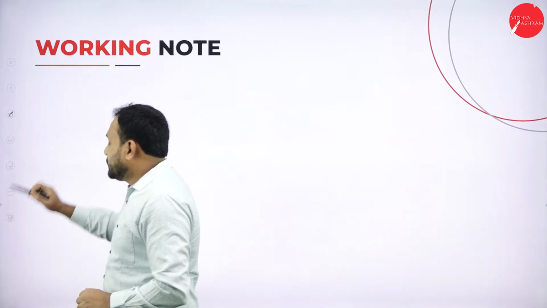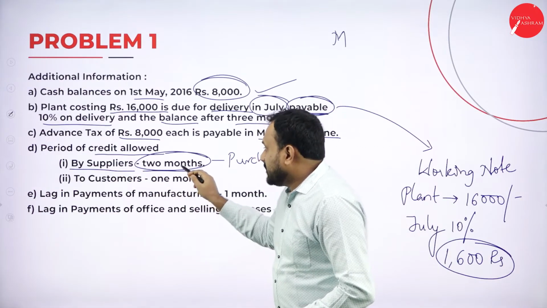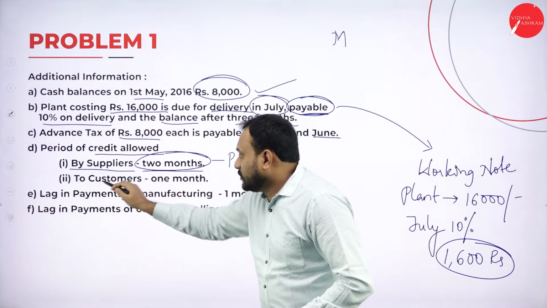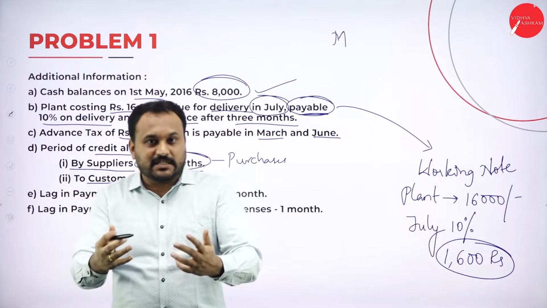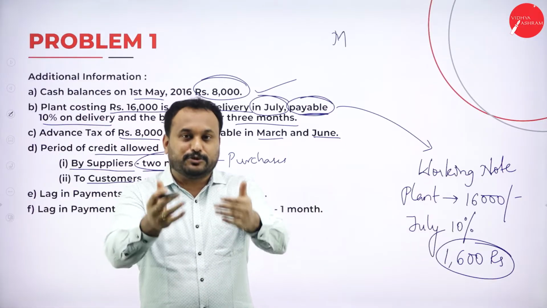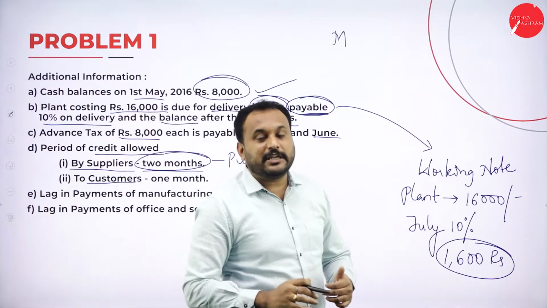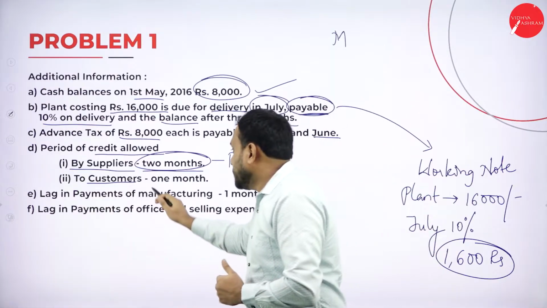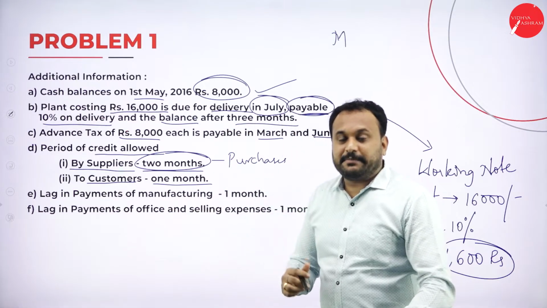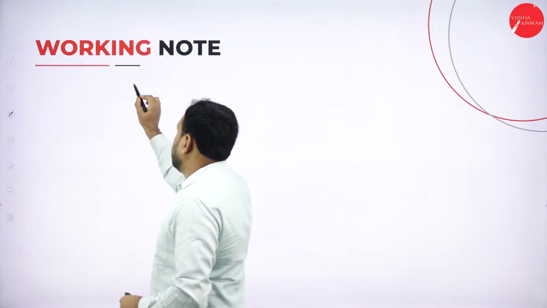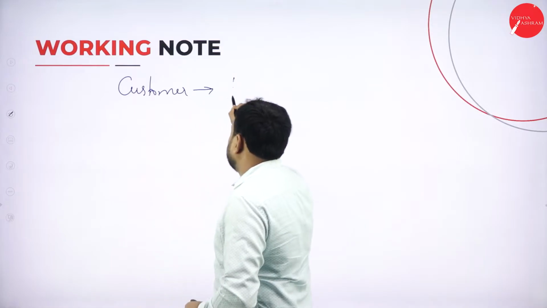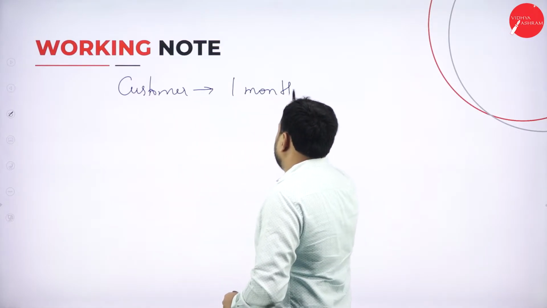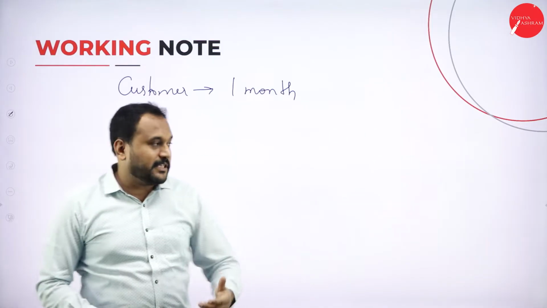So let's erase this. Now understand. Let's go back to our question. Now by supplier is how much? 2 months. Now the next one is to customer. To customer, which I'm giving, right? Now I have done the sales. Now the customer is supposed to pay the amount to me, but I'm giving how many months to the customers? That is 1 month. So let's go with the same kind of thing here also. Now here it is customer, and it is how many months? 1 month.